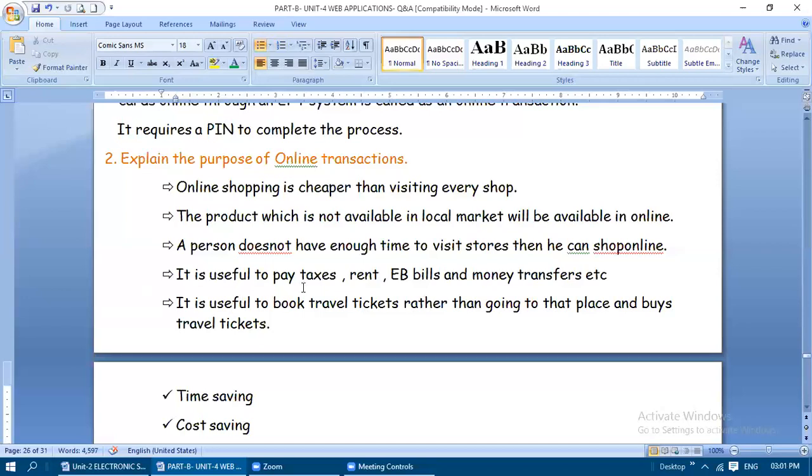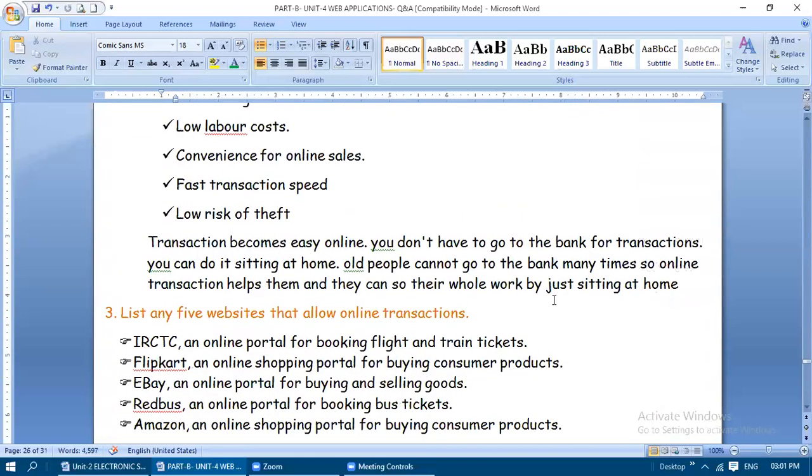It is useful to pay taxes, rent, and EB bills, and money transfers are also possible in online transactions. It is useful to book travel tickets rather than going to the place and buying them. So transactions become easy online. You don't have to go to the bank for transactions. You can do it sitting at home.